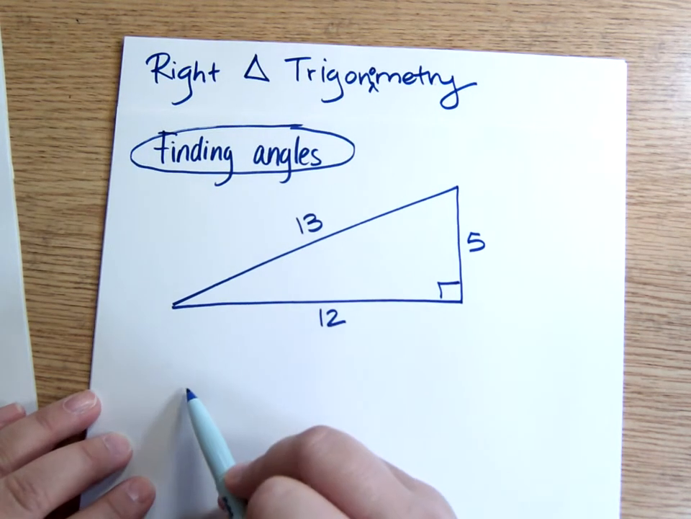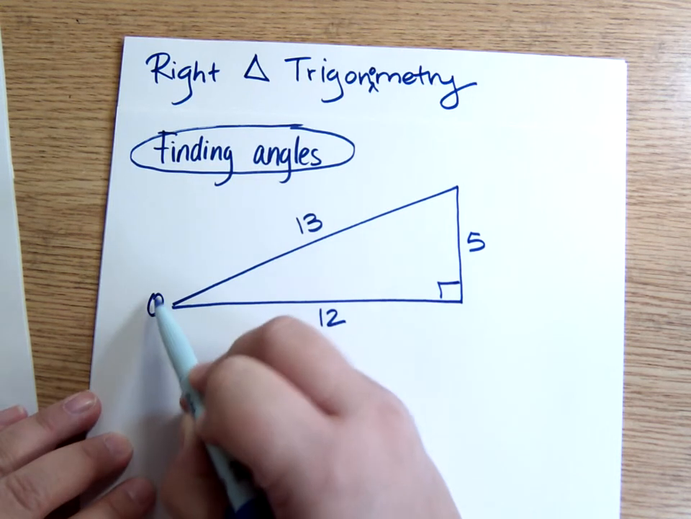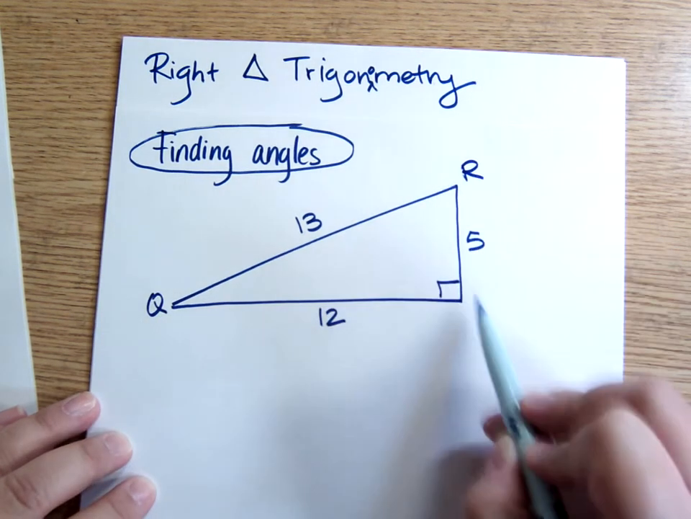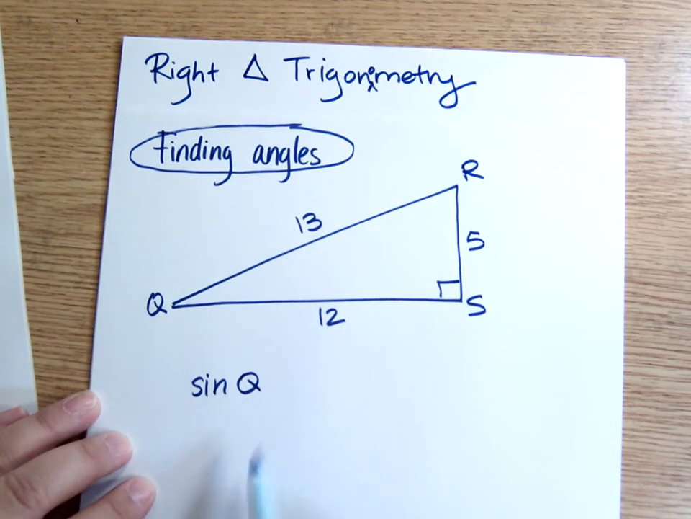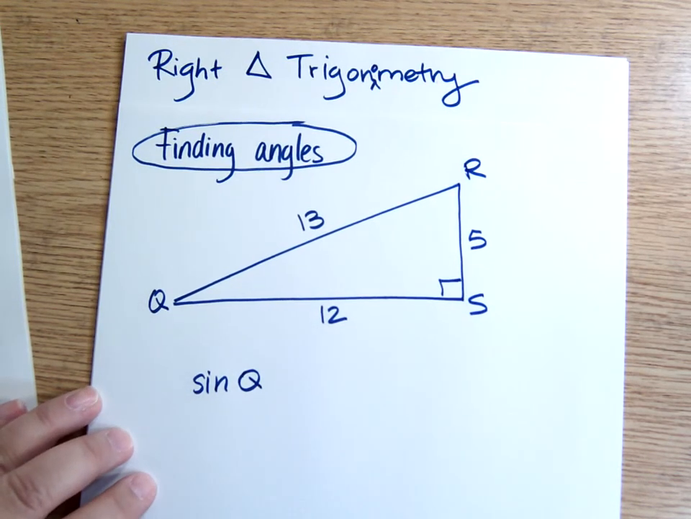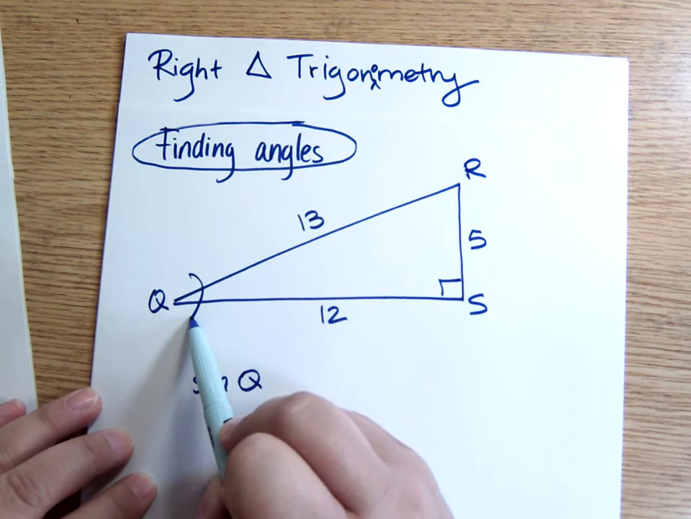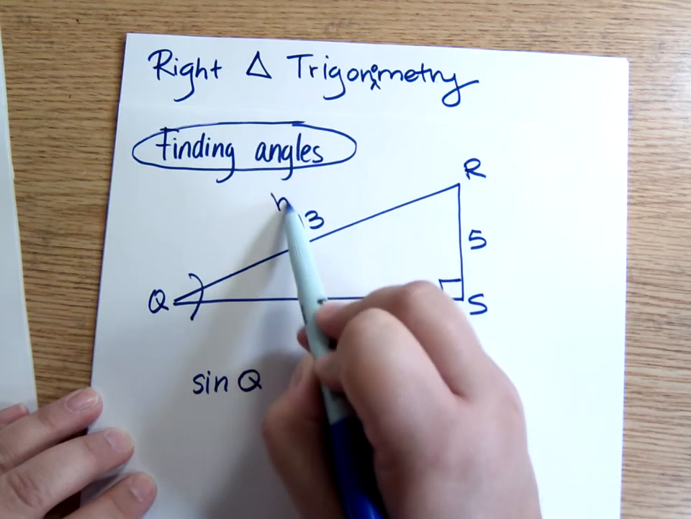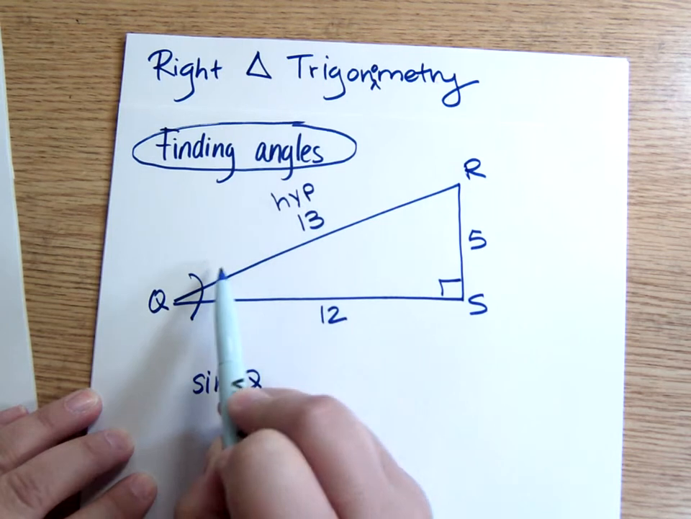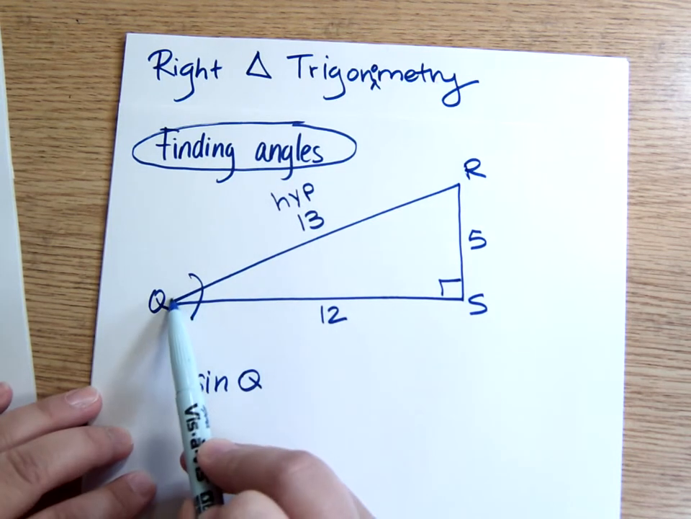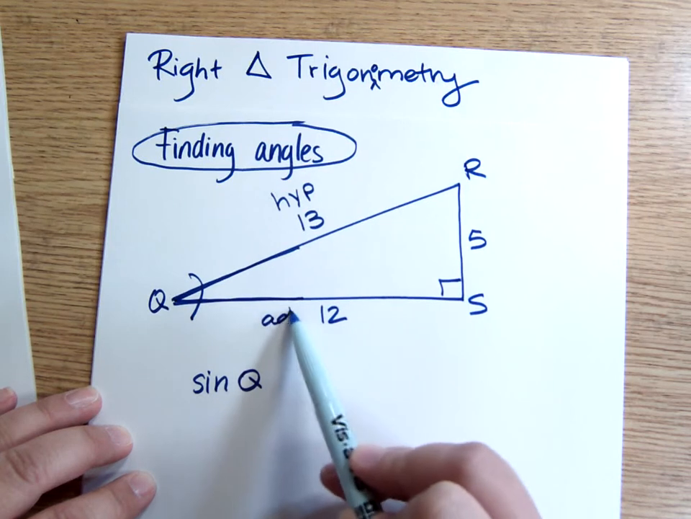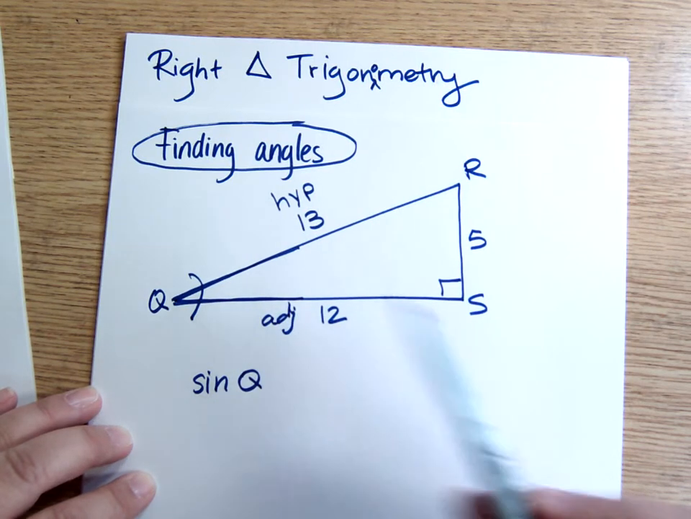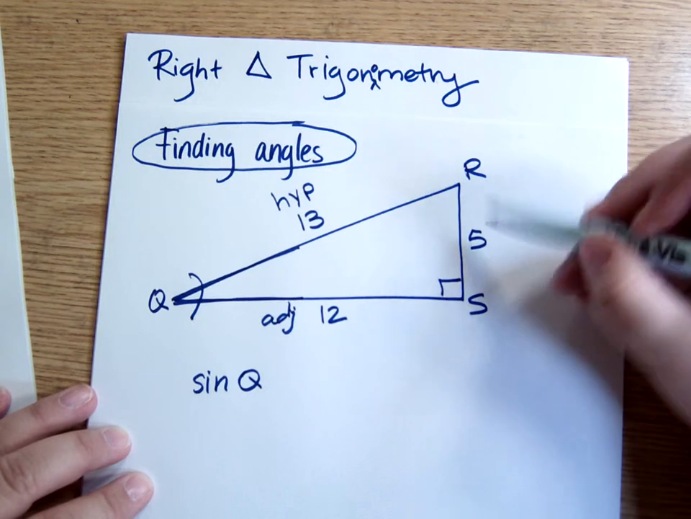So let's say I wanted to find, in triangle QRS, the sine of angle Q. Then I would look at the opposite side. So here's Q. That means this is the hypotenuse. Remember that the angle itself is made up of the hypotenuse and the adjacent, so that makes this one here the adjacent. And 5 would be the opposite.